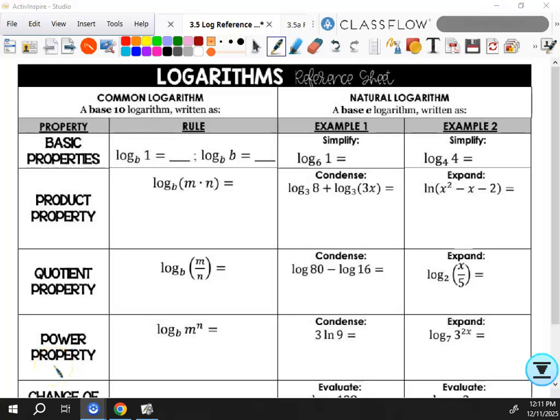Alrighty, so we are continuing on with logs today. Yesterday we looked at how to rewrite logs into exponentials and exponentials into logs. So now we're going to review some log properties.